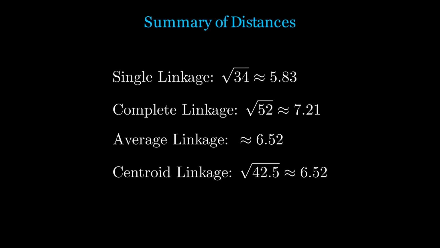We can now compare the results of the different linkage methods. Single linkage resulted in the smallest distance, while complete linkage yielded the largest. Average and centroid linkages produced intermediate values.